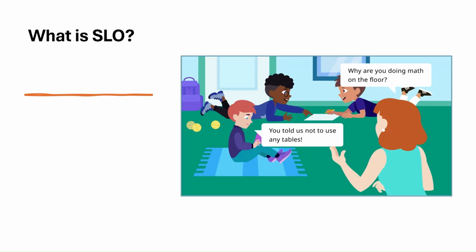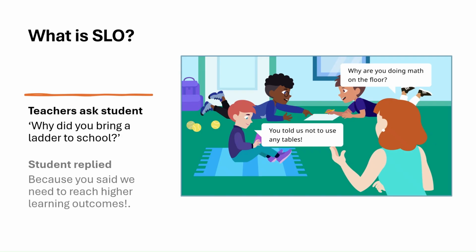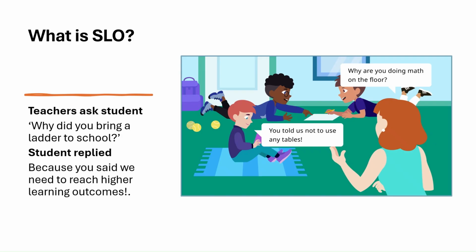Look at a picture. The picture shows a happening in a class, where the teacher asks a student, why did you bring a letter to school? The student replies, because you said we need to reach the high learning outcomes. It's a good job, but why is this happening? Because in our schools, the teacher and the student are not on the same page.